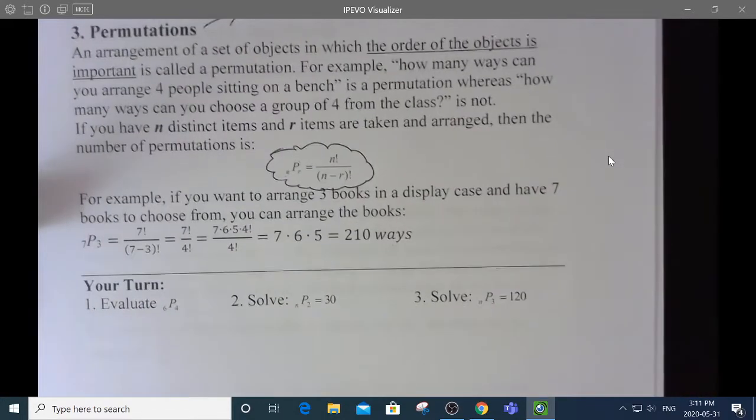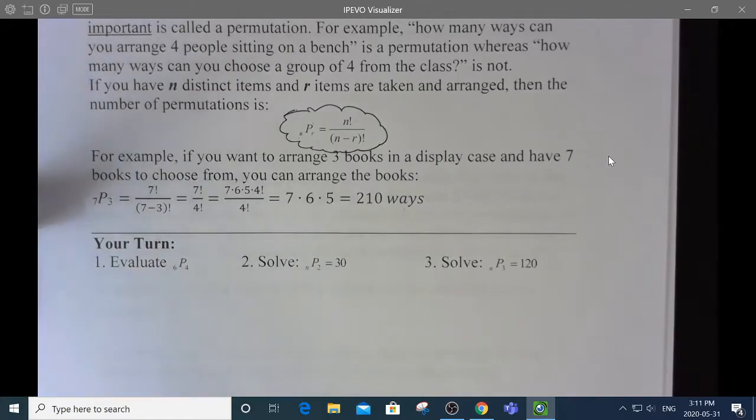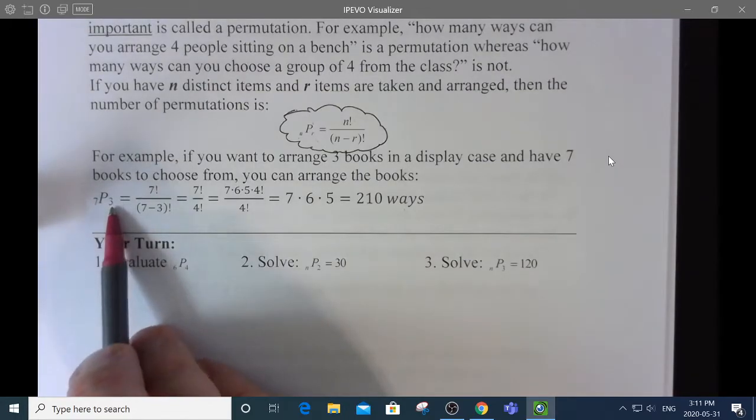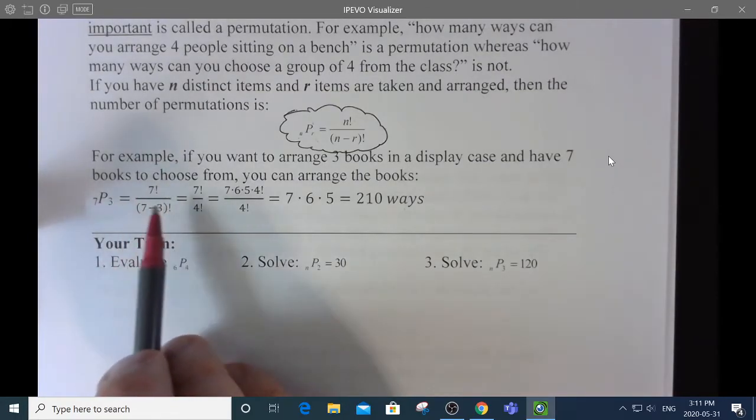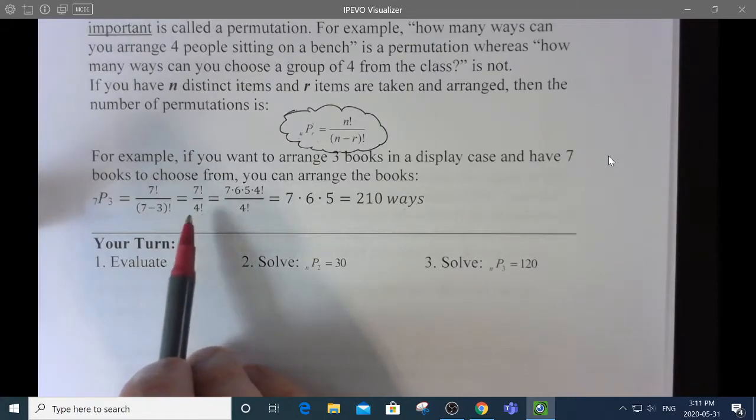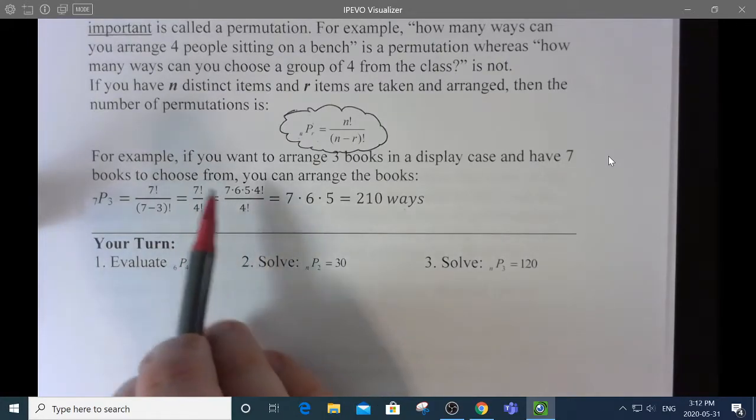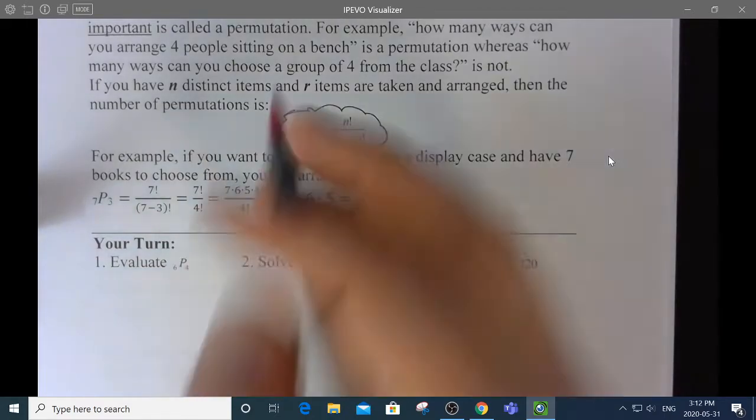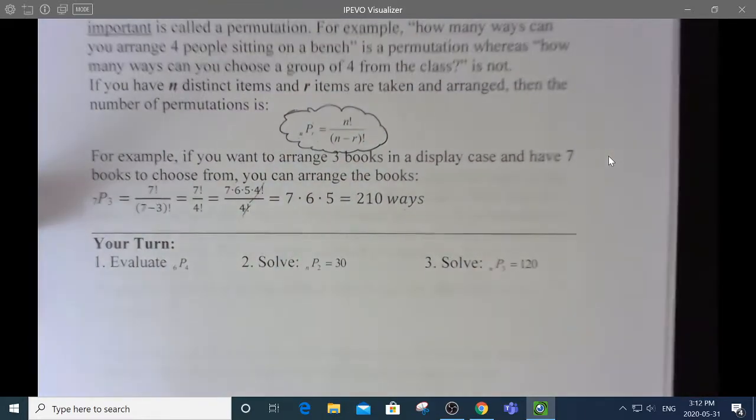So for example, if you wanted to arrange 3 books in a display case and you have 7 books to choose from, that's 7 permutation 3, which is 7 factorial over 7 minus 3 factorial, which is 7 factorial over 4 factorial. And once again, they just use the little shortcut. That's 7 times 6 times 5, and then slap a factorial on the 4, cancel those 4s, and you've got just 7 times 6 times 5, which is easy to figure out, 210.